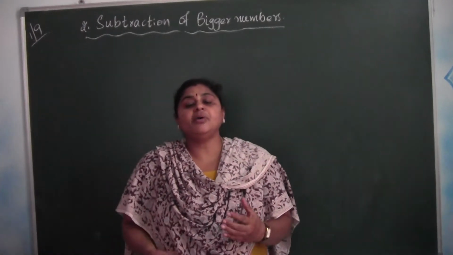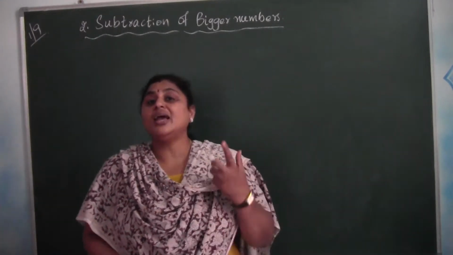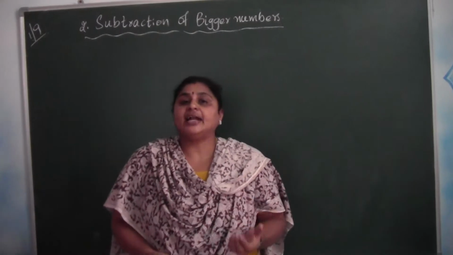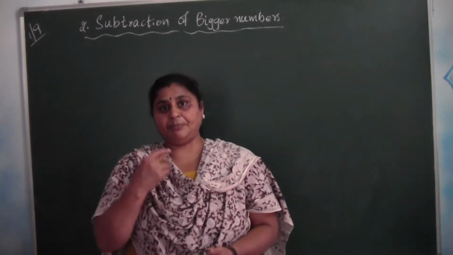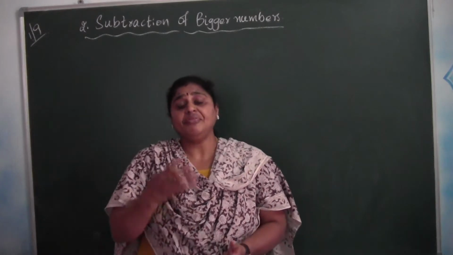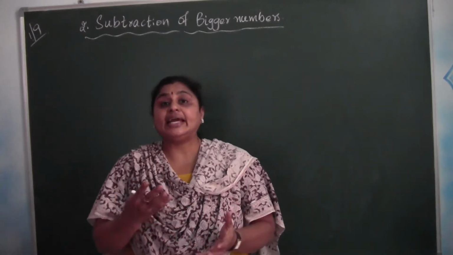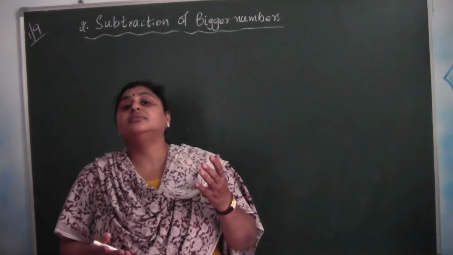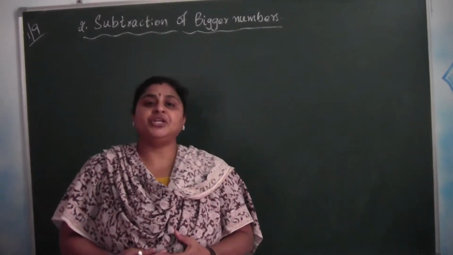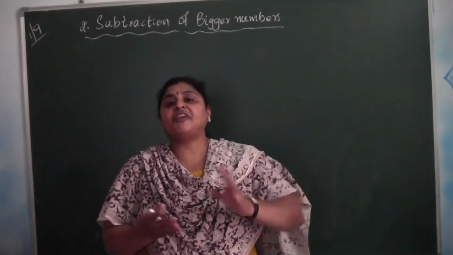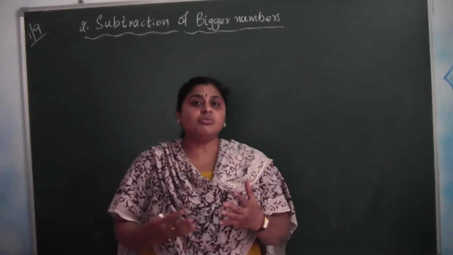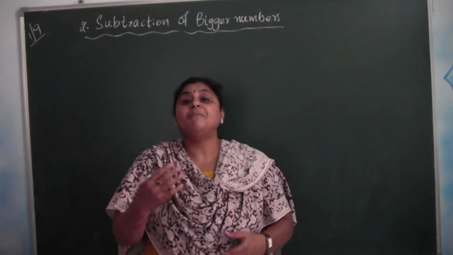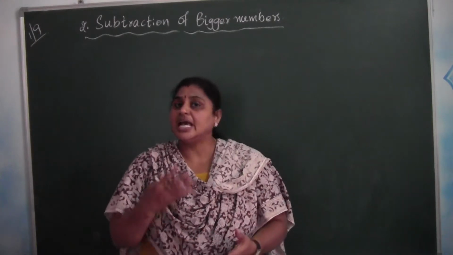And the bigger number in the subtraction is called the minuend. Got it? And the smaller number in the subtraction is called the subtrahend. And the result that we get once we subtract the subtrahend from the minuend, or the smaller number from the bigger number, is called the difference. This is what we have discussed in your previous chapters or previous classes.